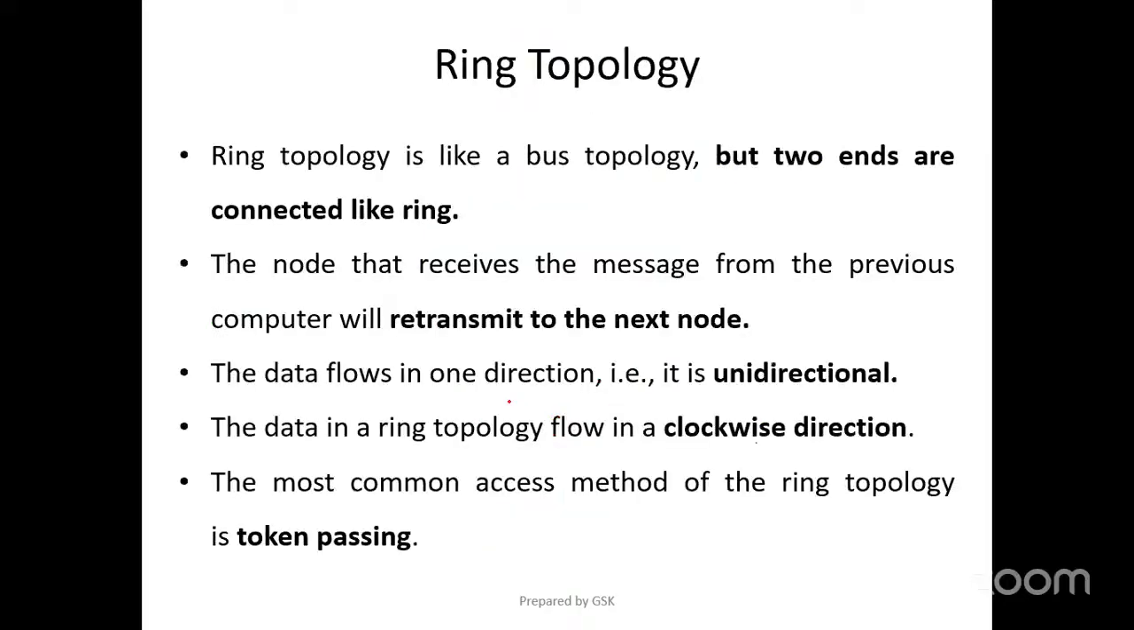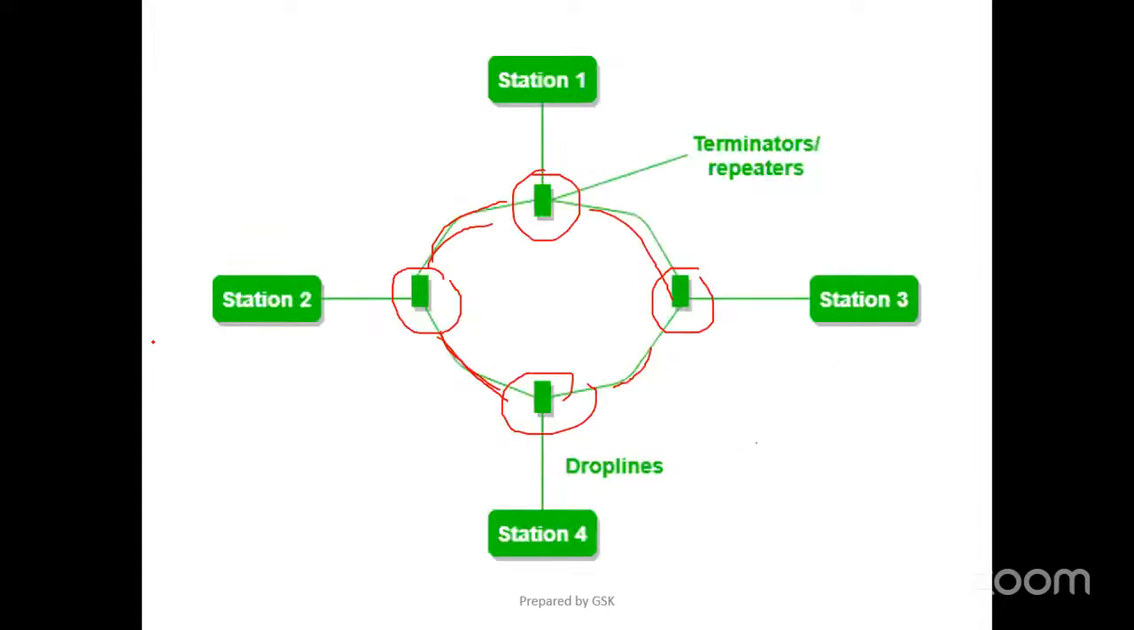Let me tell you some more points about the ring topology. Ring topology is like a bus topology. This is also one of the topologies. But the two ends are connected like a ring. See here, the two ends of each and every device are connected. One end and the second end.